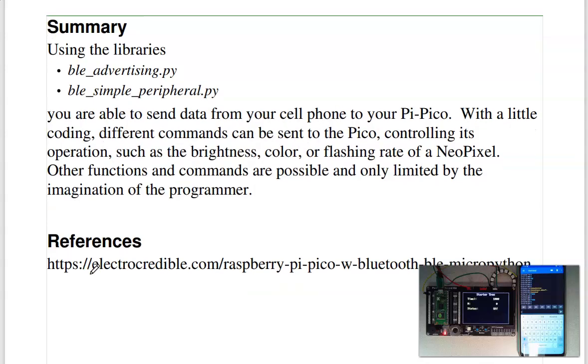By using the libraries BLE Advertising and BLE Simple Peripheral, you're able to send data from your cell phone to your Pico. With a little bit of coding, some different commands can be sent to the Pico controlling its operation, such as the brightness, color, or flashing rate of a NeoPixel. You can also send other commands. The commands that you can send are really only limited by the imagination of the programmer. But now with Bluetooth, I can control stuff through your cell phone. And I think that's pretty darn neat. That's one of the things that I find really impressive with the Pico. It really opens up possibilities for what you can do. That's lecture number 31 for ECE 476.